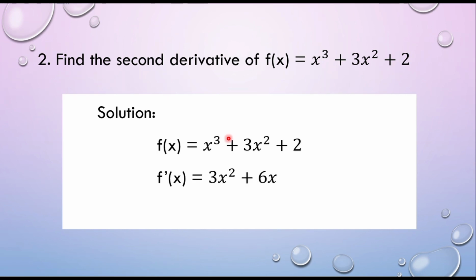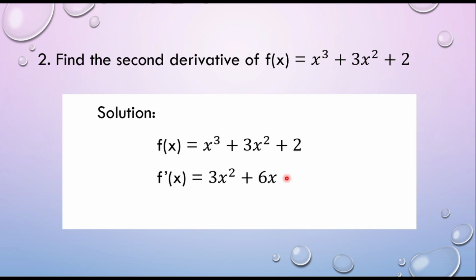So we have 3 multiplied by 1 is equal to 3. Then the exponent minus 1 is equal to 2. Then 2 multiplied by 3 is equal to 6. Then the exponent minus 1 is equal to x. So we have the first derivative is equal to 3x squared plus 6x.